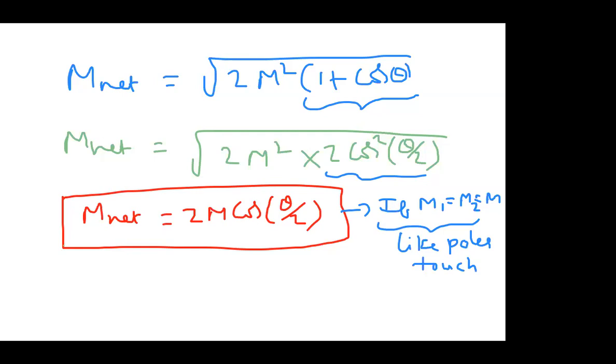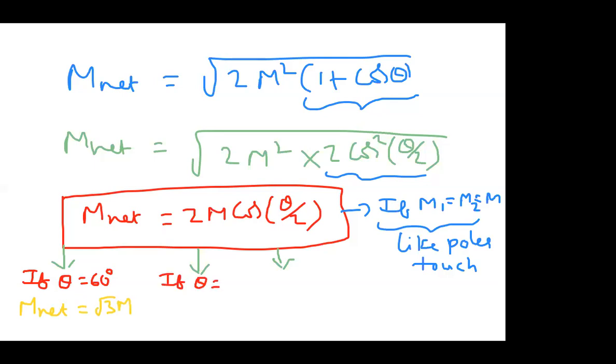Now, let us observe carefully 3 points here. Pay complete attention. The important 3 points I am going to discuss now. First case, if theta is equal to 60 degree. Here theta 60 means theta by 2 is 30, cos 30 is root 3 by 2. So 2 will be cancelled and we can write m net as root 3 into m.